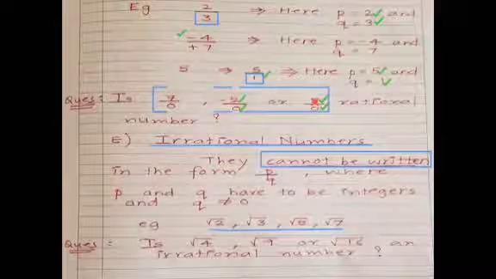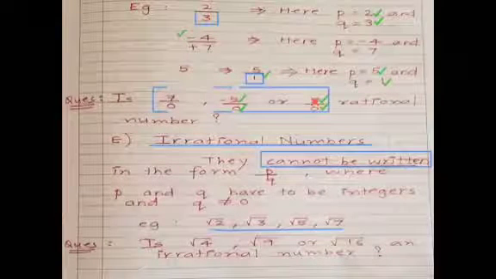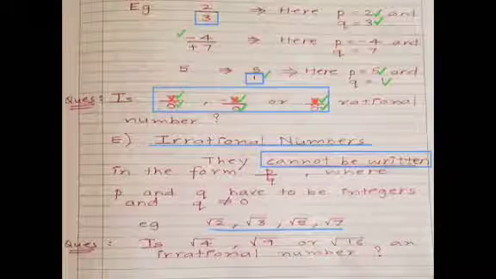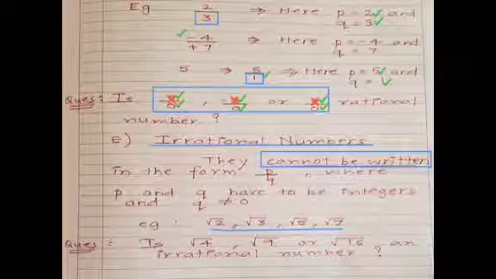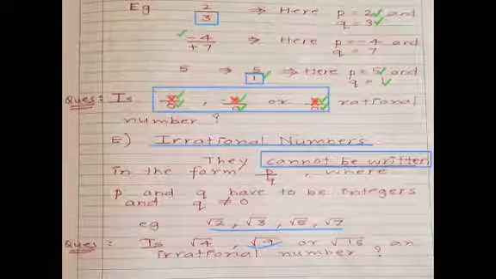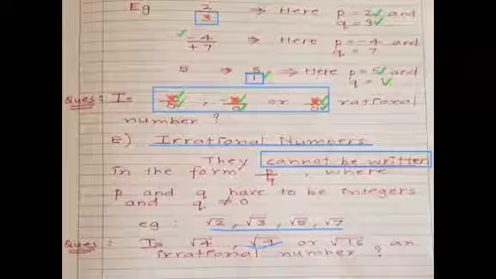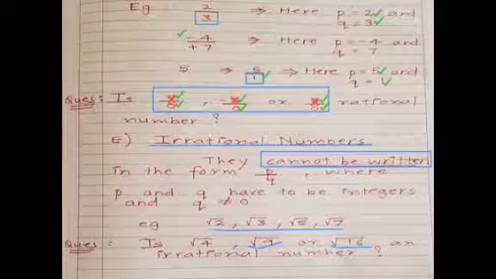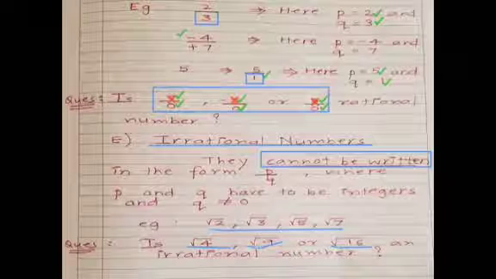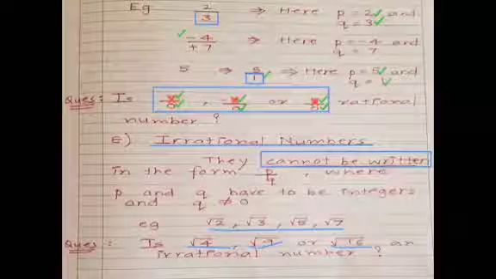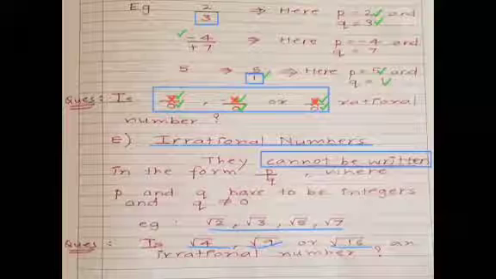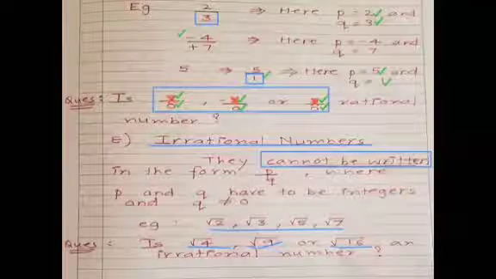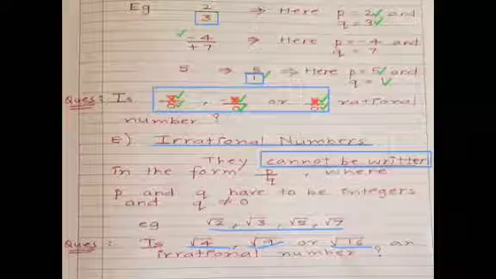Now, we know that root 4 can be solved to get the answer as 2 because square root of 4 is 2. How about square root of 9? Square root of 9 actually gives you the value of 3. How about square root of 16? Square root of 16, when solved, we know that it gives the answer 4. So square root of 4 gives you 2, square root of 9 gives you 3, and square root of 16 gives you answer as 4. And in these cases, 2, 3, 4, which are respectively the answers, these numbers are whole numbers or rational numbers.